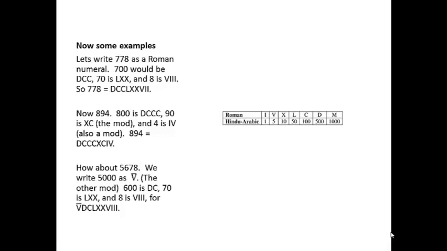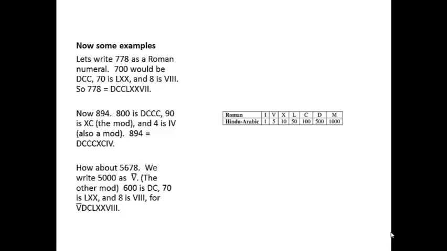Now to write, for example, the number 778 as a Roman numeral. 700 is DCC, that's regular order. 70 is LXX, that's regular order. And 8 is VIII. So 778 is DCC LXX VIII.